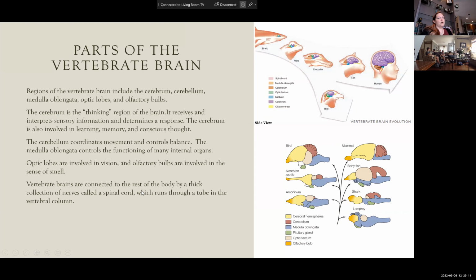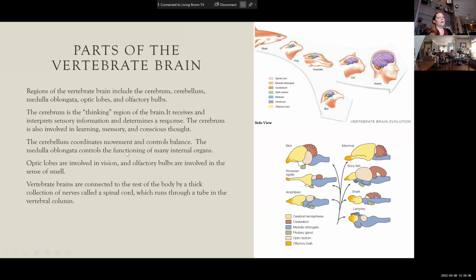So parts of the brain, here are your different parts. Regions of the vertebrate brain include the cerebrum, cerebellum, medulla oblongata, that's my favorite, optic lobes, and olfactory bulbs. So the cerebrum is your thinking part, right? It receives and interprets sensory information and determines a response. The cerebrum also involves learning, memory, and conscious thought. So that's your thinking part of your brain. That's the big part. When you think about what a brain looks like, that's probably the part you're picturing.